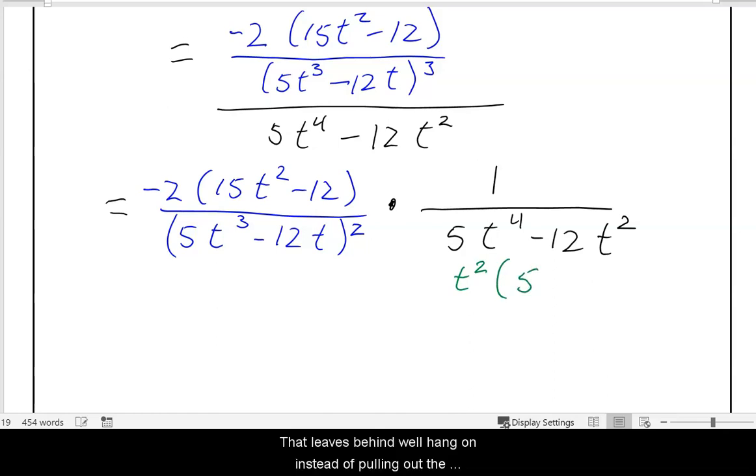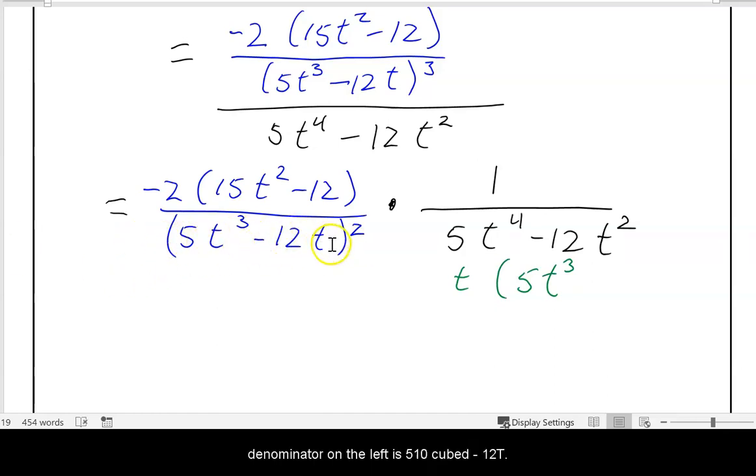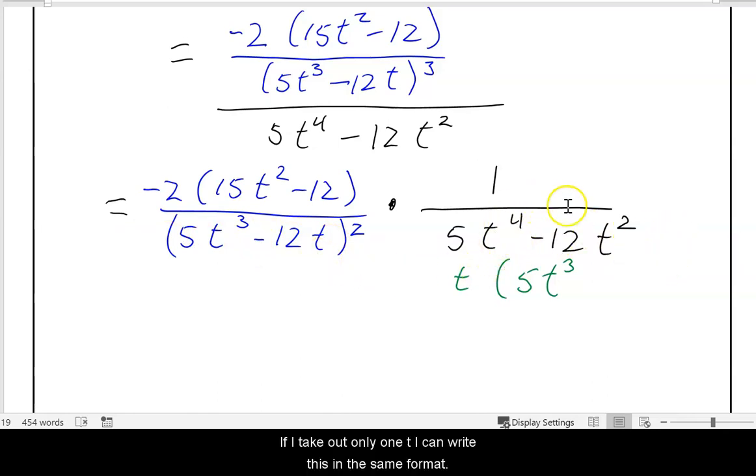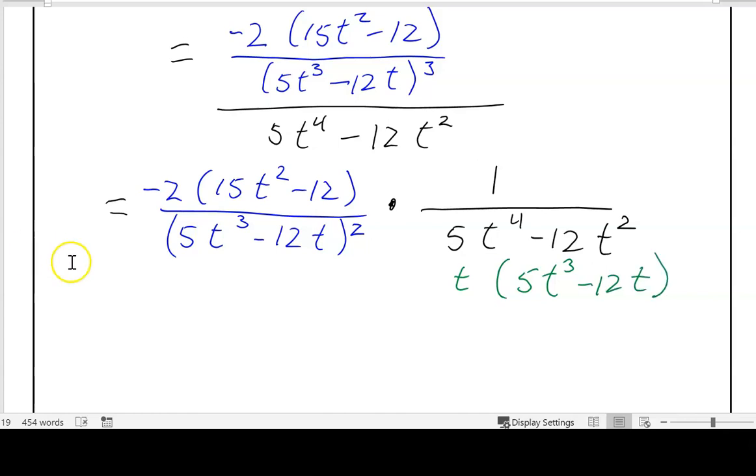That leaves behind, well, hang on. Instead of pulling out the full t squared, let's just pull out a single t. Why would I possibly want to do that? If you look to the left, you'll see that the factor in the denominator on the left is 5t cubed minus 12t. If I take out only one t, I can write this in the same format. That will give me t times 5t cubed minus 12t raised to the first power. This gives me 3 of that binomial factor in the denominator.